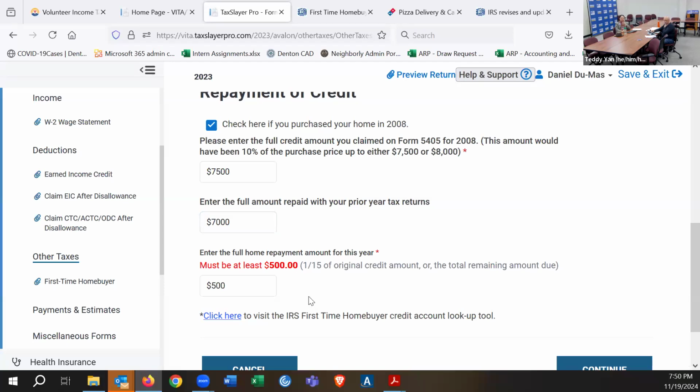But that's all you have to do. You have to enter the full amount that was claimed, the amount that has been repaid so far, and at least $500 of repayment for this tax year. And whatever number gets entered here in this box ends up as an additional tax during that particular step of the tax return.